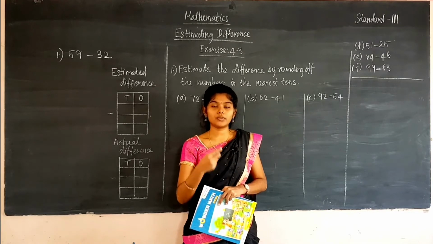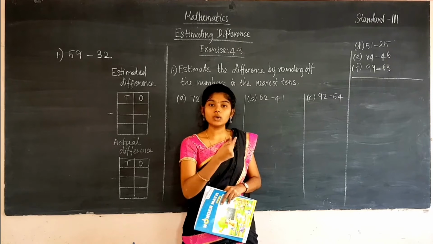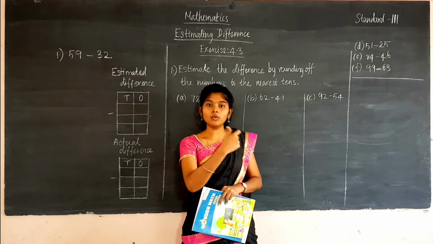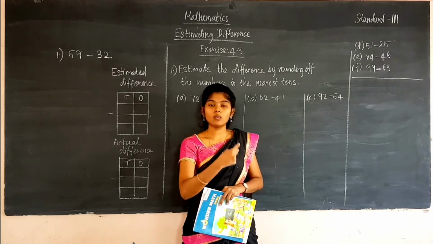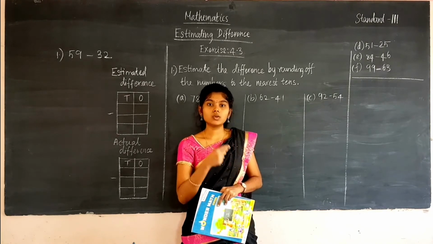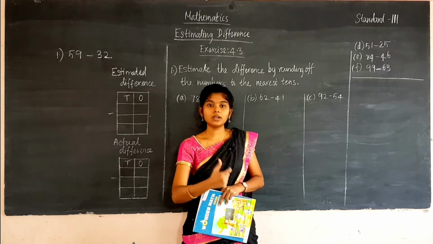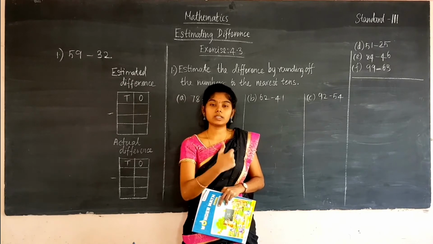You know how to round off the numbers. We have to look at the ones place. If it is less than 5, you have to write 0 in the ones place. If it is 5 or more, you have to write 0 in the ones place and add 1 to the tens place number. This is what is meant by rounding off the number to the nearest tens. After rounding off only, you have to subtract the numbers that are given there.